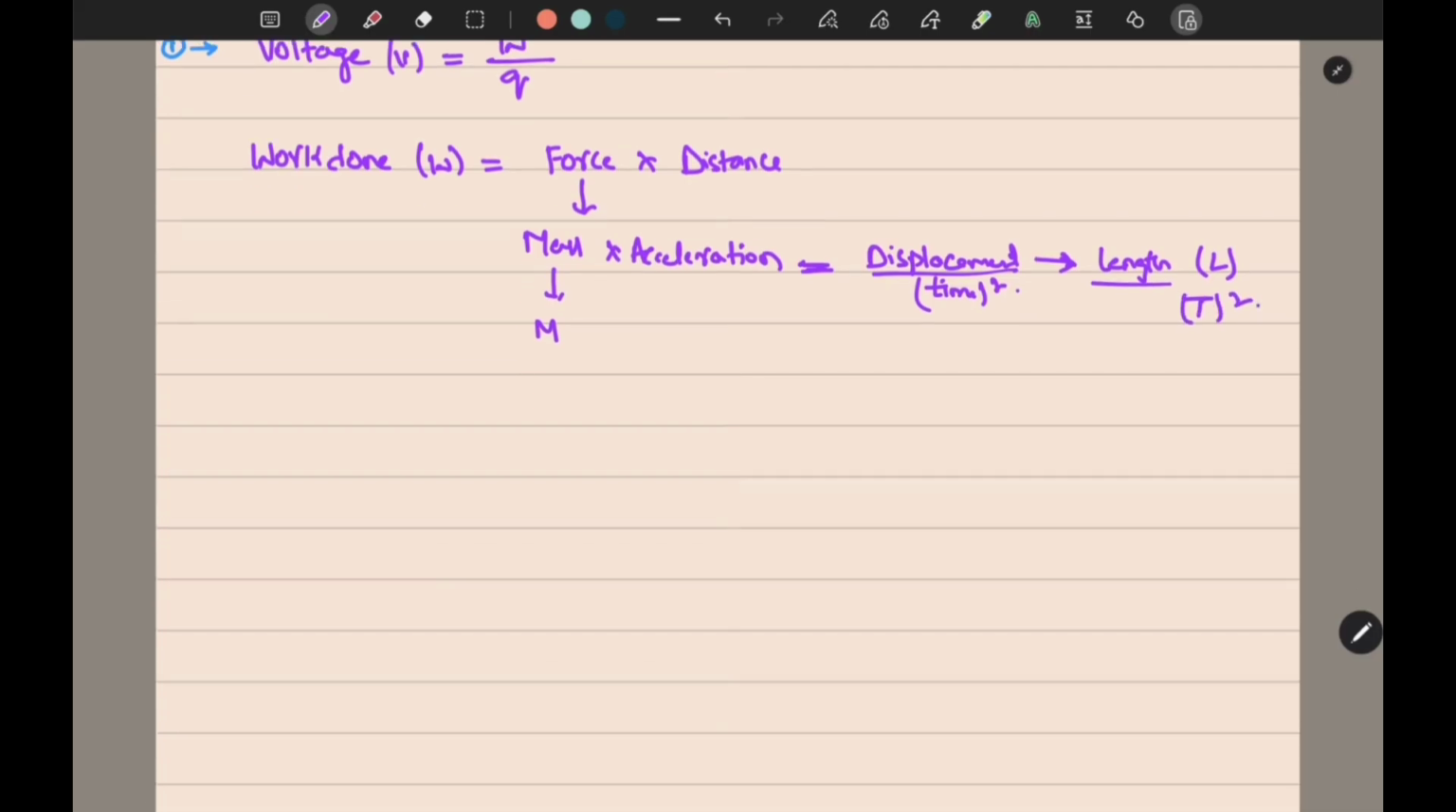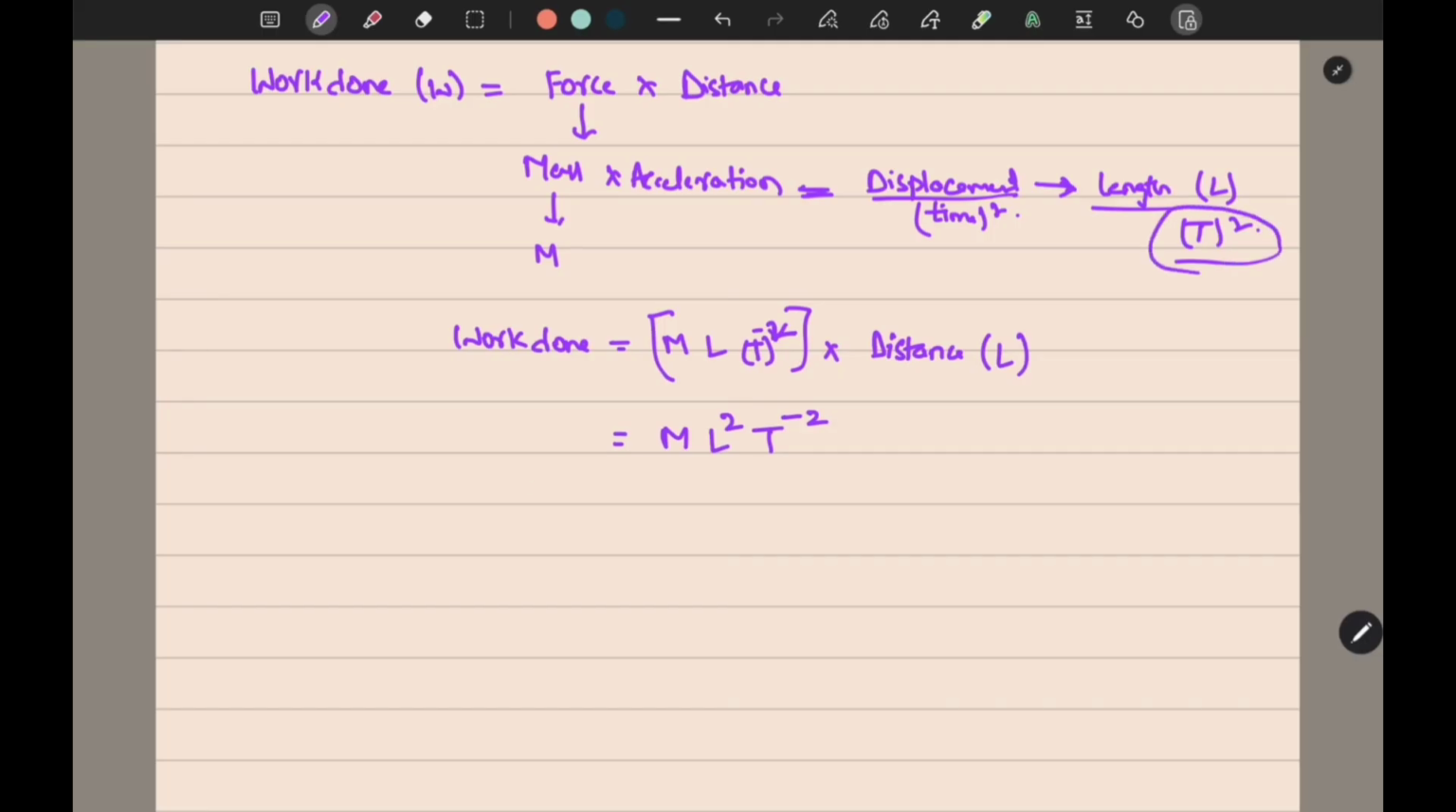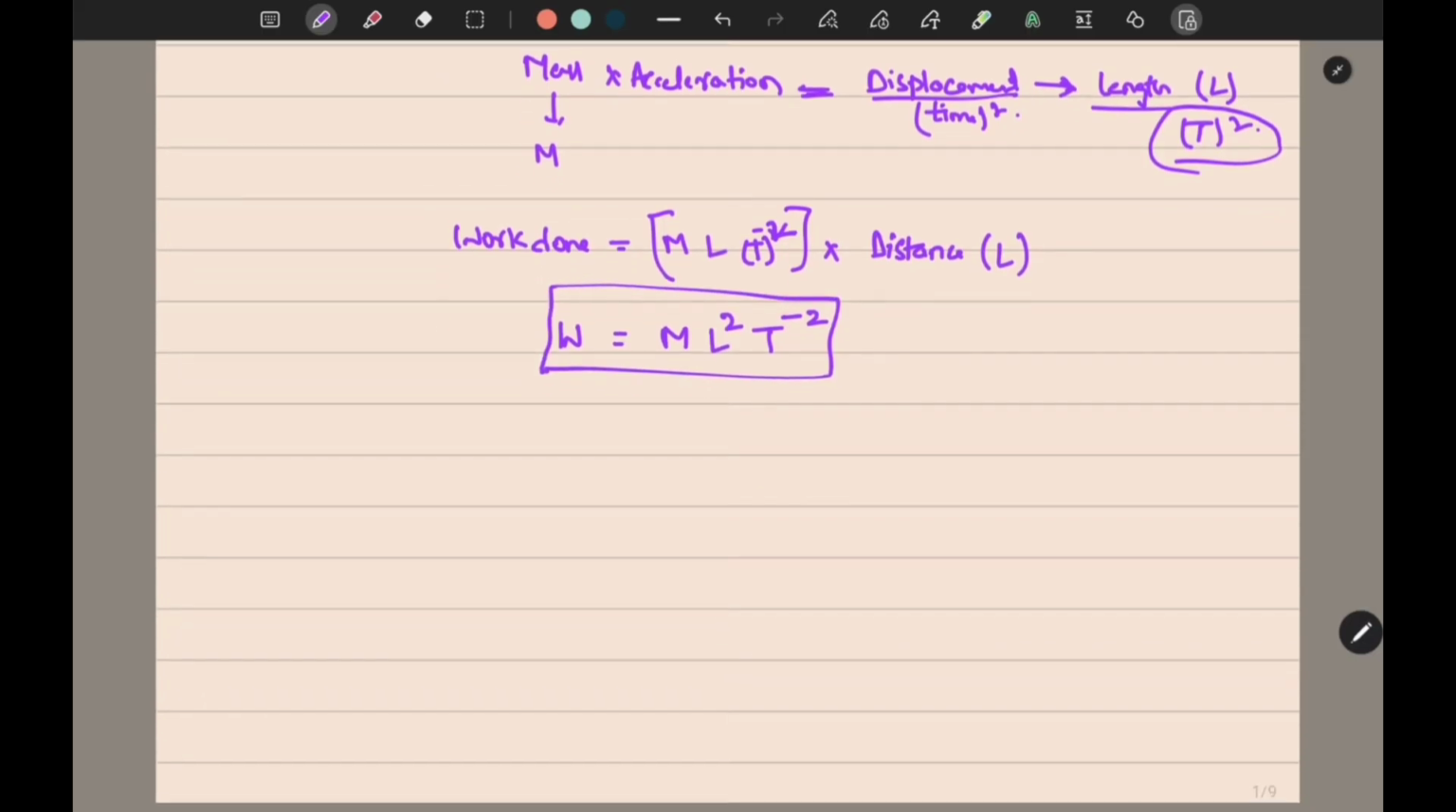So from this we get that the work done is equal to M L by T whole square into distance, that is L. So from this, work done dimensional formula is M L square T power minus 2. Here the T is inverse. So work done dimensional formula is M L square T power minus 2.